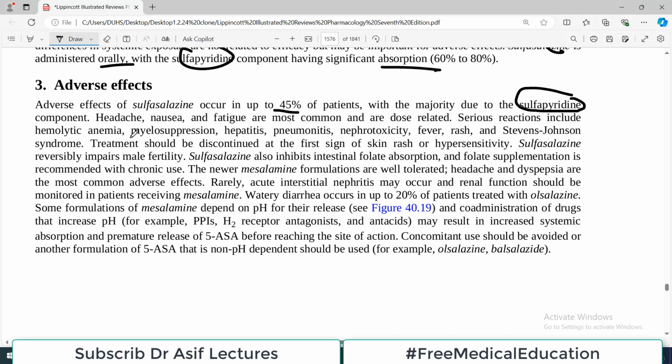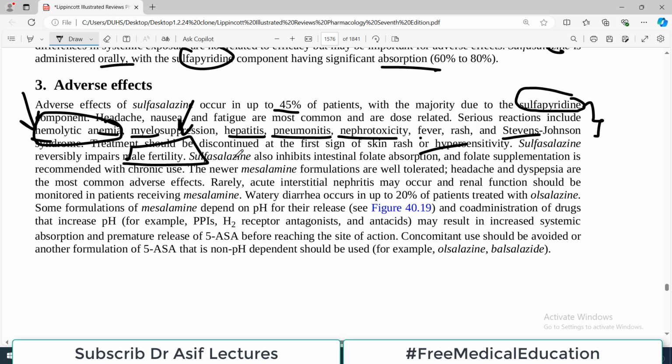There are some serious ones such as myelosuppression, anemia, hemolytic anemia. These drugs are notorious for causing hemolytic anemia. You'll always study these drugs when you talk about hemolytic anemias: hepatitis, pneumonitis, nephrotoxicity, hypersensitivity, even Stevens-Johnson, though rare. So these are all very serious complications. Sulfasalazine reversibly impairs male fertility, a very serious complication as well. Sulfasalazine also inhibits intestinal folate absorption, so it causes a lot of bad things, and you must read all of them. Read it multiple times and ultimately you'll remember them.